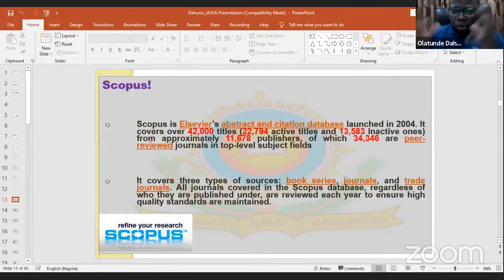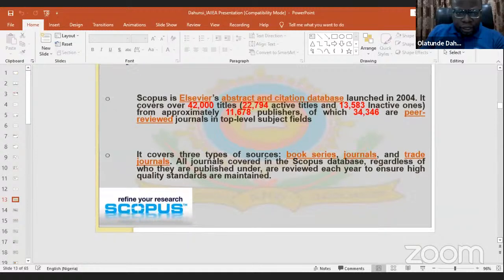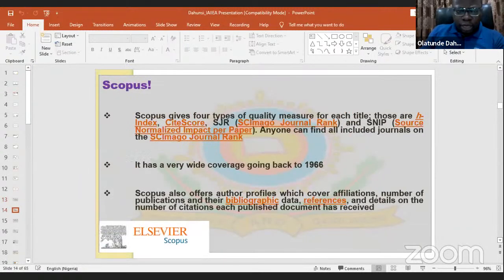It has to go through a lot of vetting and all of those things before they could allow such journals to get in there. Now, it covers book series, journals, trade journals, and so many other things. Now, you have so many scores in Scopus. You have the H index, you have the CiteScore, you have the SCImago Journal Rank, and of course, you have the SNIP, source normalized impact per paper. All of these things Scopus will give to you.